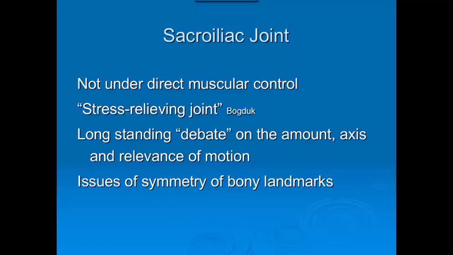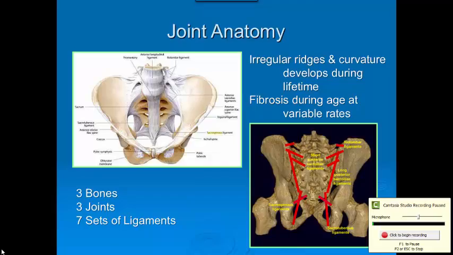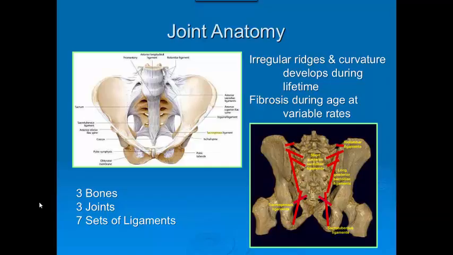There are issues with clinically measuring movement in this joint due to the lack of consistent symmetry in the bony landmarks. When we look at SI joint anatomy, we have three bones: the right innominate, the left innominate, and the sacrum. And between them form three joints: the right SI joint, the left SI joint, and the pubic symphysis.